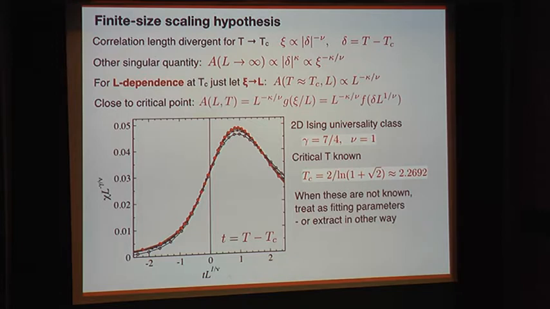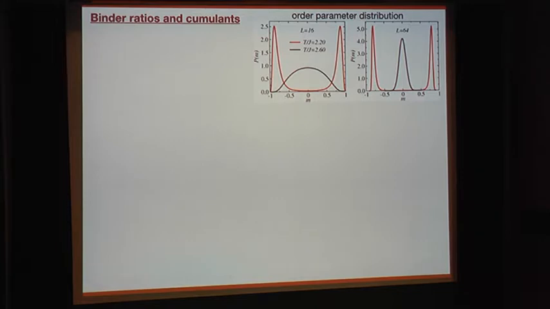Okay, so if we don't know what Tc is, or we don't know the exponents, in principle you can make a kind of fitting procedure. You try to find the parameters that best collapse the data. So that's one way to find Tc and to find the exponents. But one can do something more sophisticated as well. Let me mention what's called the Binder ratio and the Binder cumulant. That turns out to be something very useful, especially to extract the location of the critical point, but also the exponents.